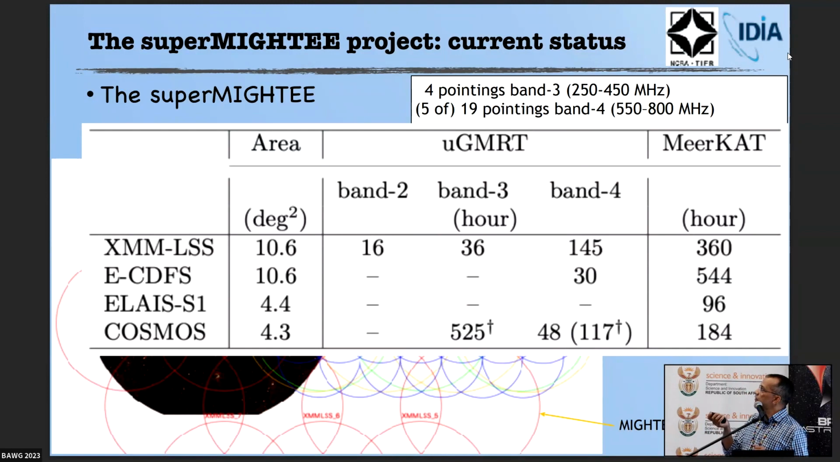We have uGMRT data at band 2, band 3, band 4 for these fields, and MeerKAT data is already there, which is complete. This little 16 over here is going to become 32 or 40 soon because we have an approved proposal for this field. So now we are talking all the way from band 2 to L band of MeerKAT, a contiguous frequency coverage for all these fields except LIS S1.